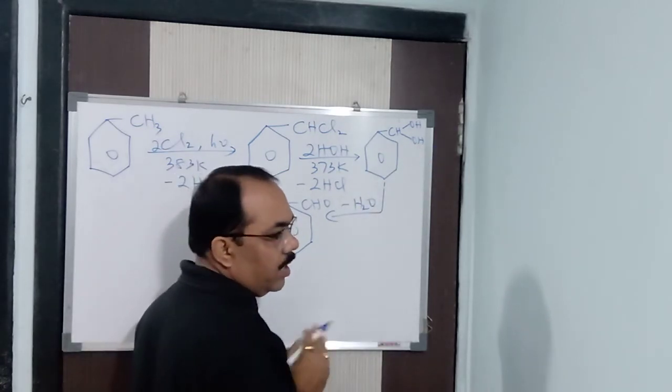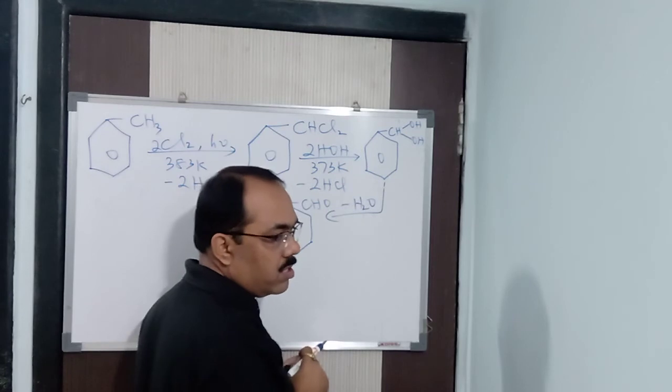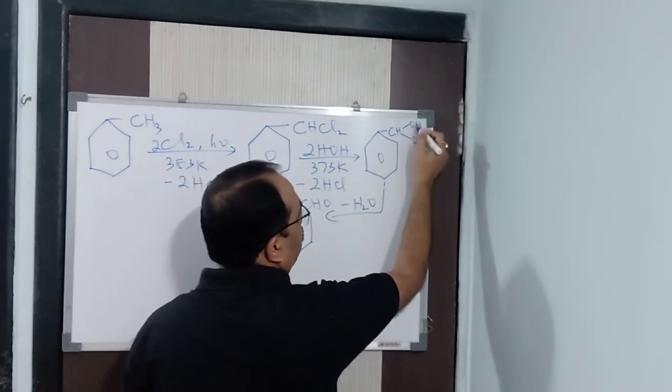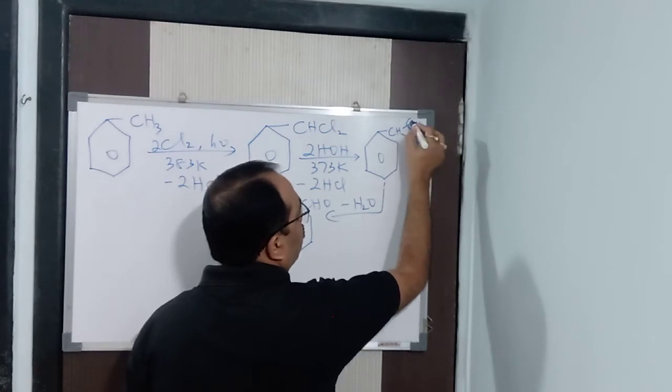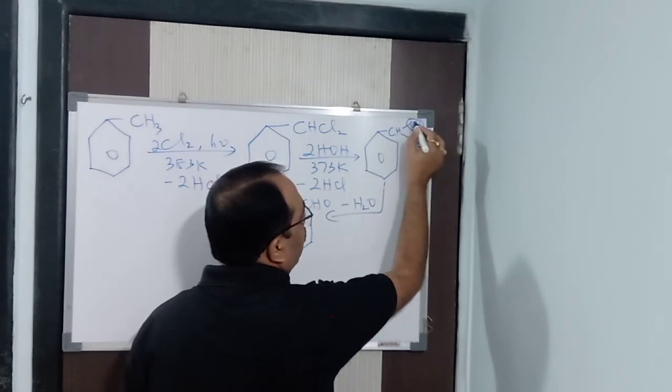You know that one carbon cannot have 2 OH groups. It will suffer steric hindrance or steric repulsion. This 2 OH group will suffer steric hindrance. So how will it be stable? A water molecule will be removed from here. See that H2O is removed.